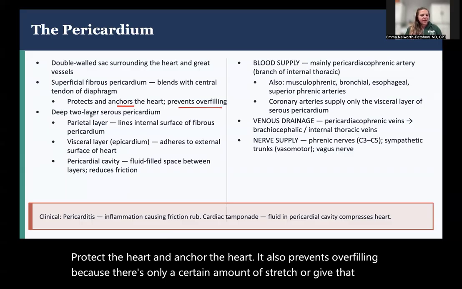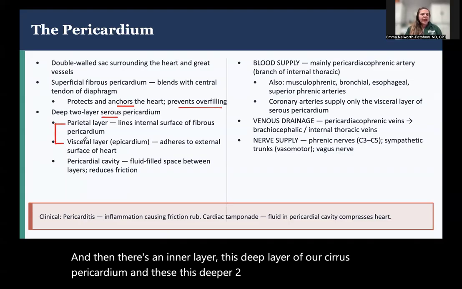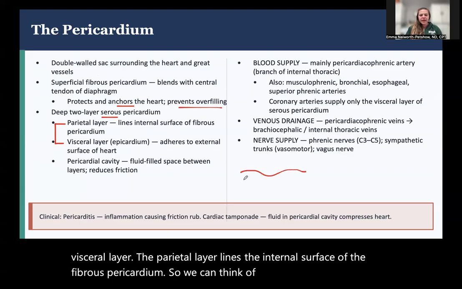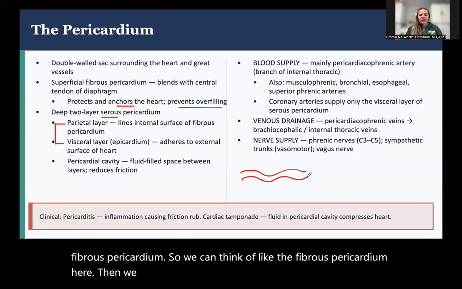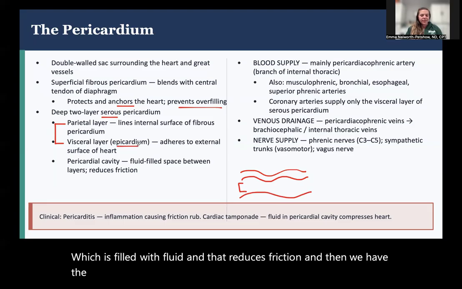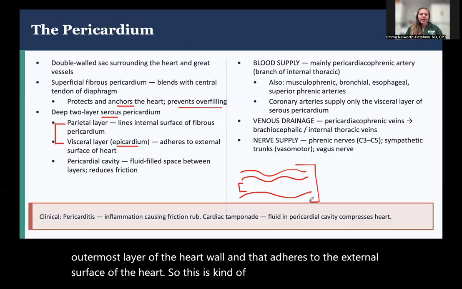And then there's an inner layer, this deep layer, our serous pericardium. And this deeper layer has a parietal and a visceral layer. The parietal layer lines the internal surface of the fibrous pericardium. So we can think of the fibrous pericardium here, then we have the serous pericardium here, then we have a space. That's the pericardial cavity, which is filled with fluid, and that reduces friction. And then we have the visceral pericardium, or the epicardium, right? The outermost layer of the heart wall. And that adheres to the external surface of the heart. So this is the makeup of the pericardium as a whole.